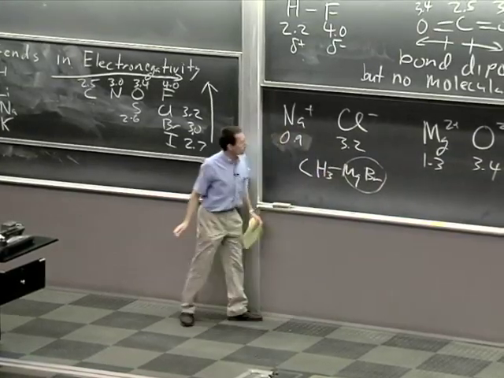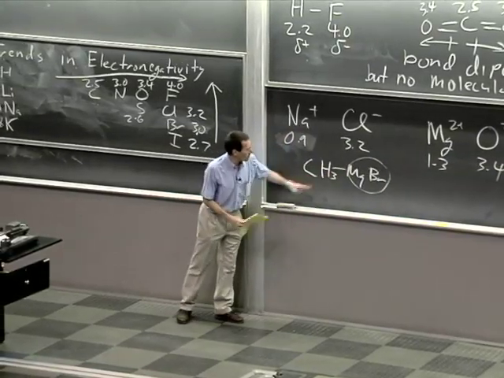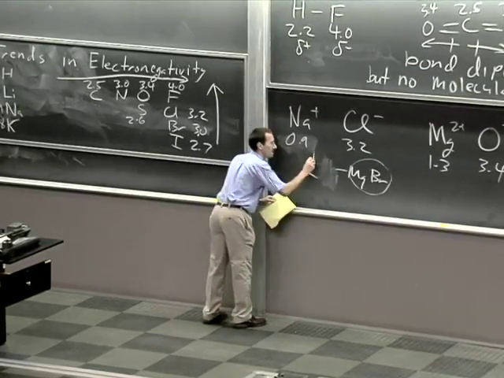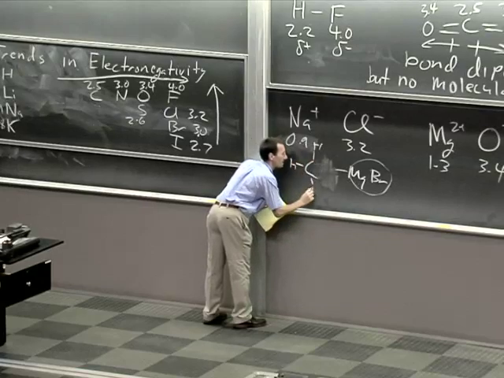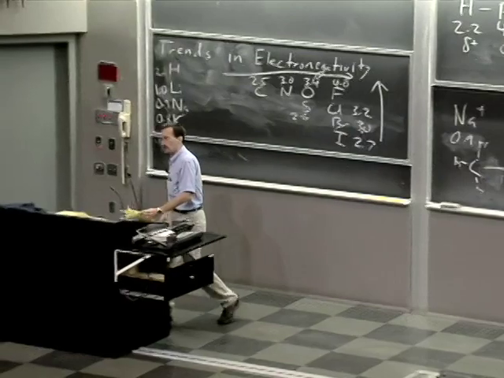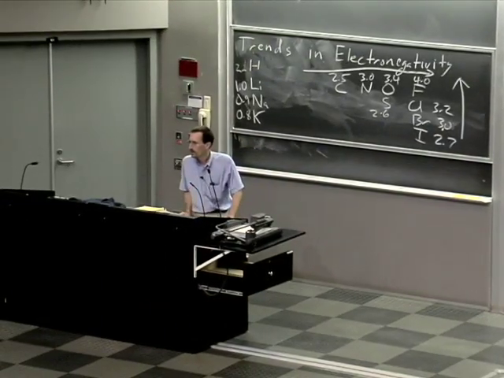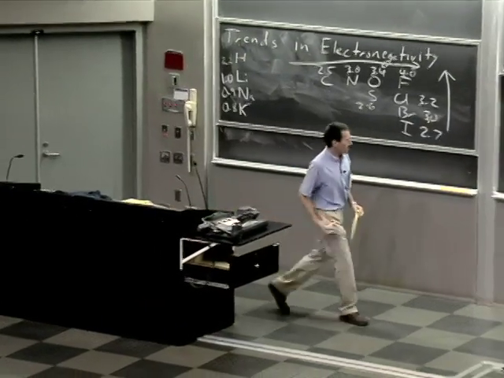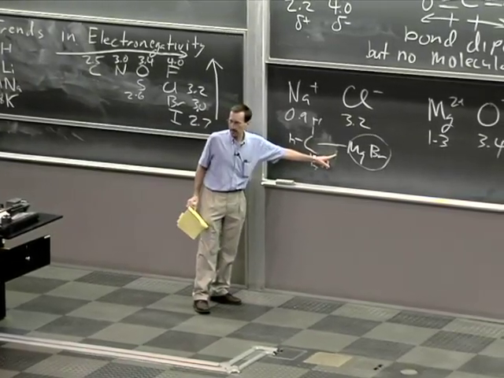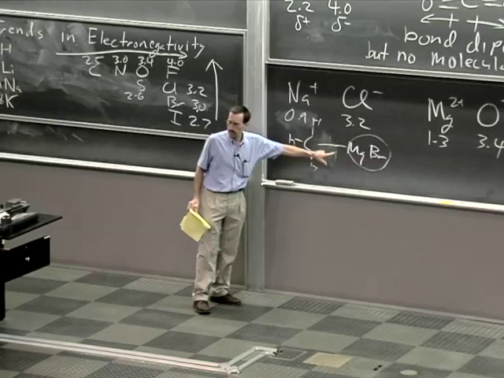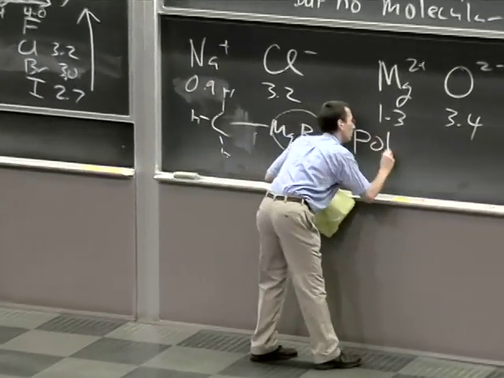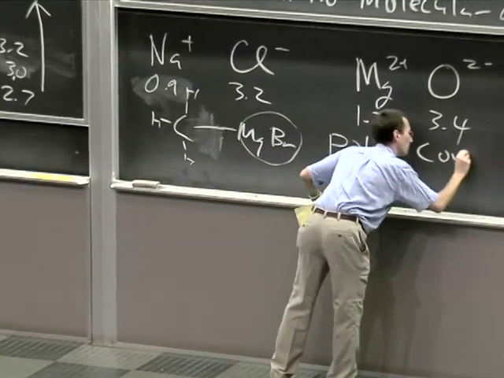But is the bond between the methyl group, that's the carbon, I'm already writing like an organic chemist here, we'll get to that in a moment, is that a covalent bond or an ionic bond? Covalent. The electronegativity of carbon is 2.5, the electronegativity of magnesium is 1.3, it's less than about 2. So this would be a polar covalent bond.